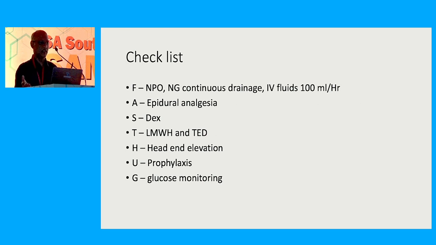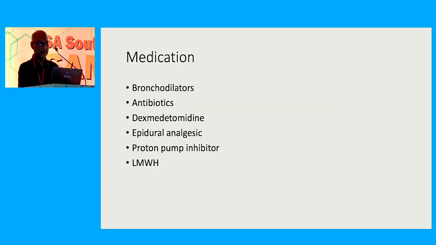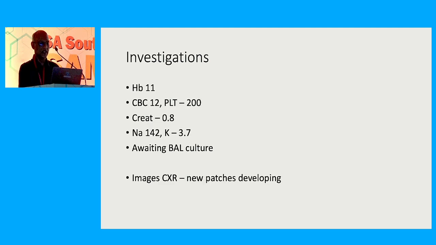Checklist, again: we'll continue to keep the patient NPO, IV fluids about 100 ml per hour, epidural analgesia being continued, dexmedetomidine continued, low molecular weight heparin fine, head end elevation, ulcer prophylaxis, glucose being monitored. So when you do all these things, you make sure that the patient's care is being taken care of. Coming to medication, you look at all the medications, see if anything needs to be added further. Okay. Coming to the investigations, look at the chest. Now today there's a new patch developing in the patient, so we need to consider a ball to be sent.